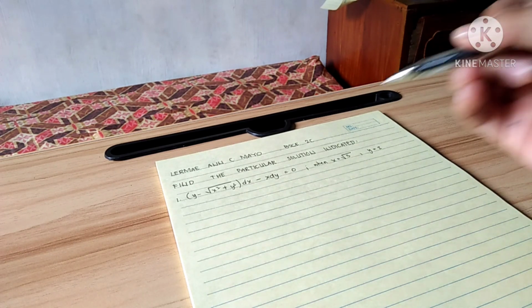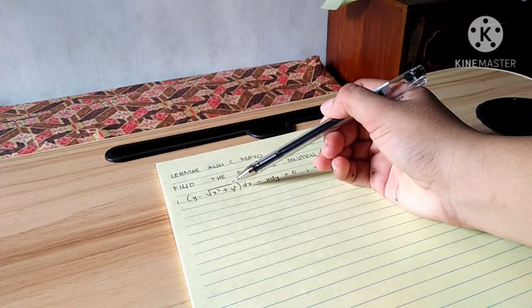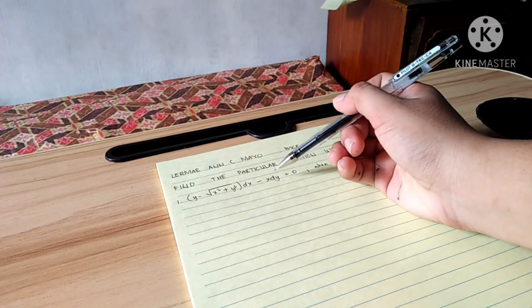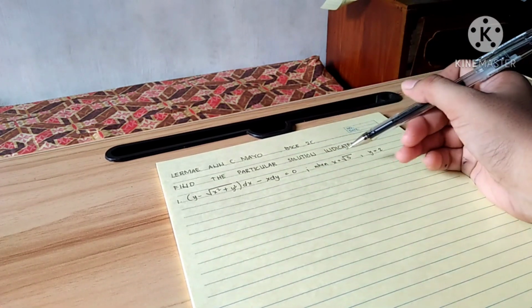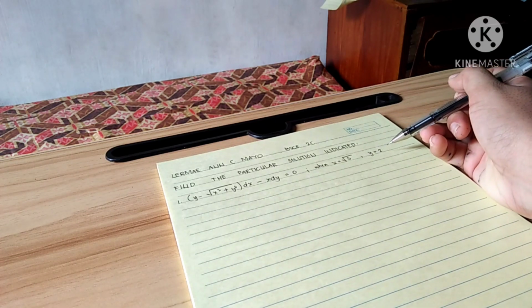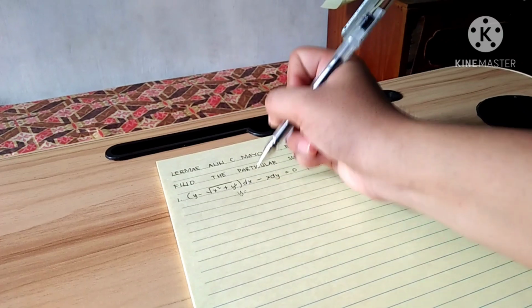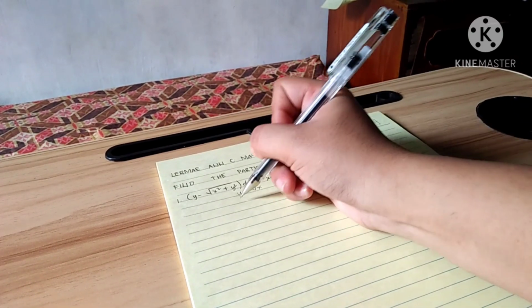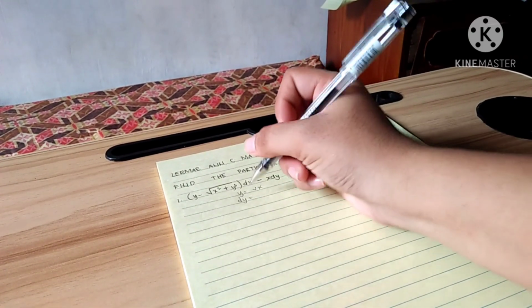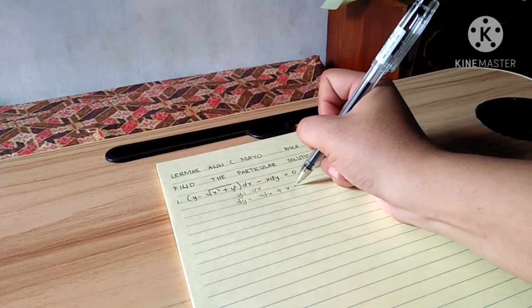So here in our first problem, we have (y minus the square root of x squared plus y squared) dx minus x dy is equal to 0, when x is equal to the square root of 3 and y is equal to 2. So the first thing we need to do is substitute y is equal to vx and dy is equal to v dx plus x dv.